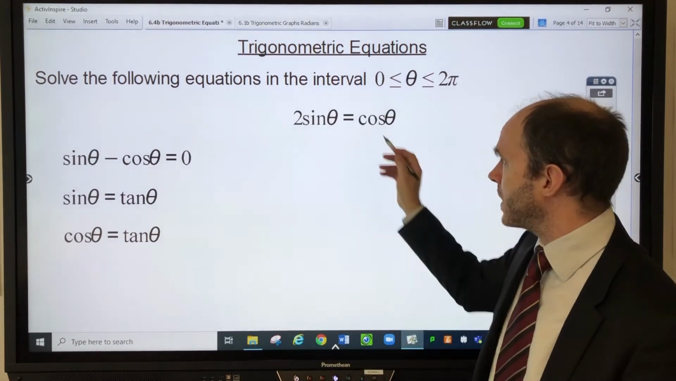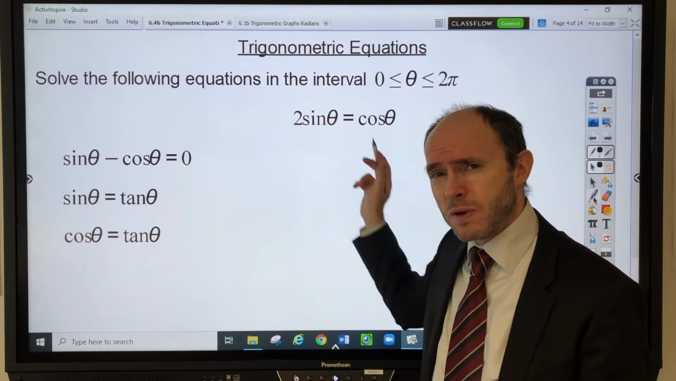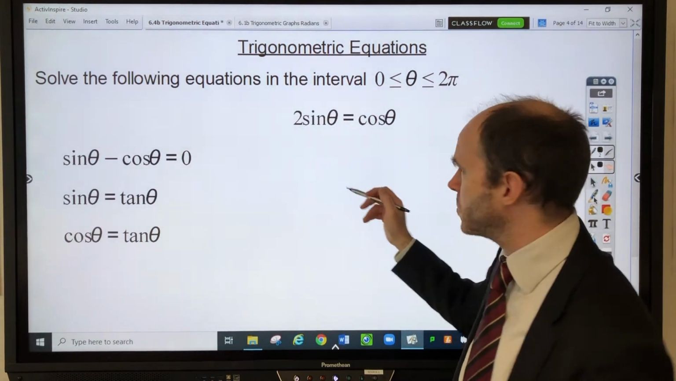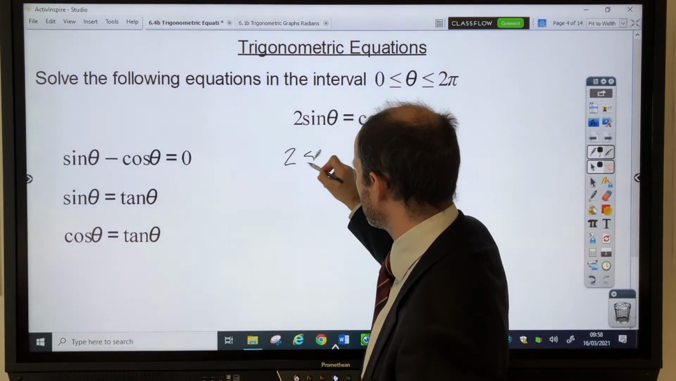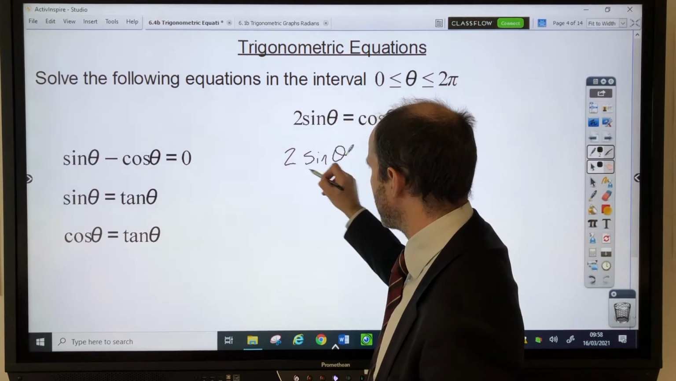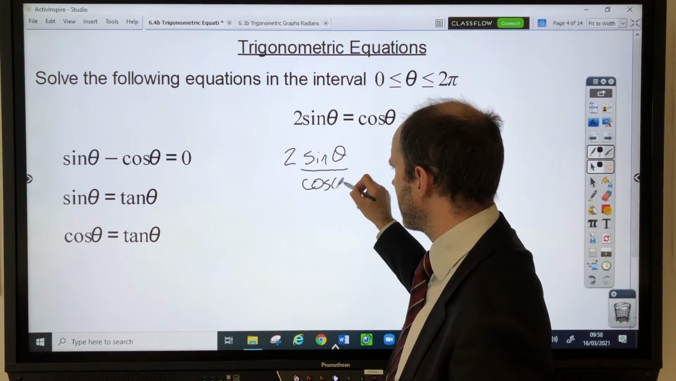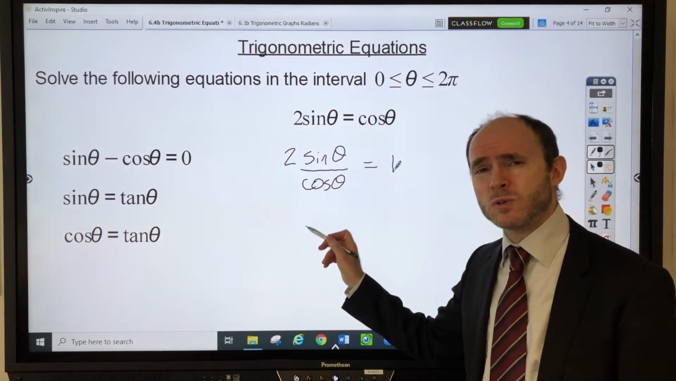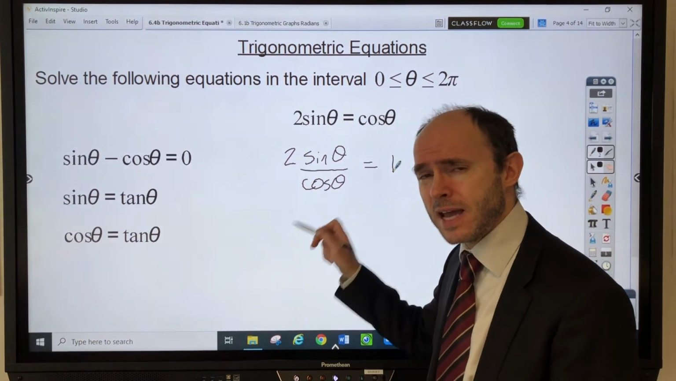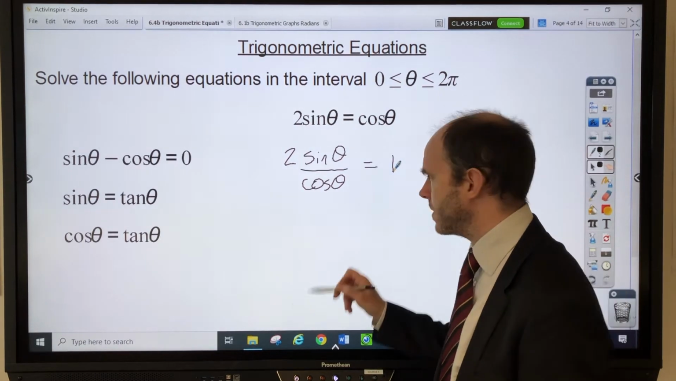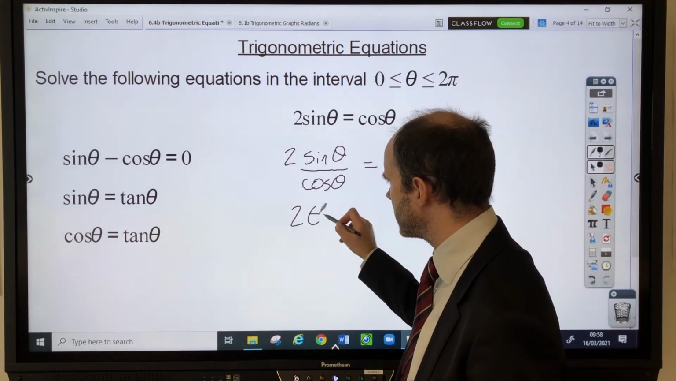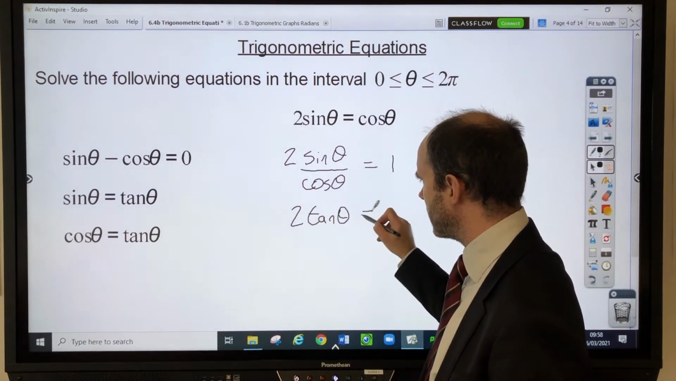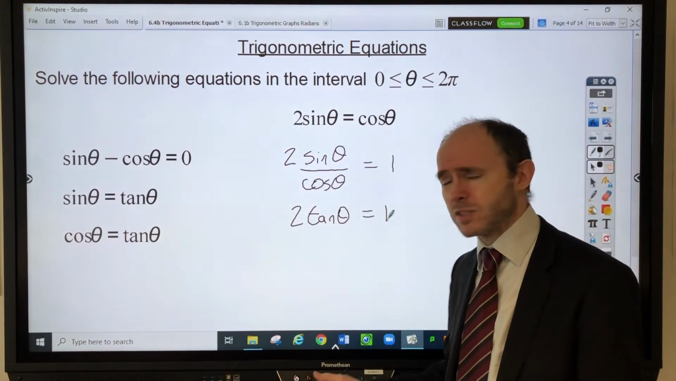Well, the thing to do is to divide both sides by cosine theta. Why do you do that? Well, I'm going to show you in a minute. So first of all, you write 2 sine theta, and then we're going to divide by cosine theta. And on the right hand side, we're just left with 1, of course. The reason for doing that is because you're going to use the identity: tan theta is sine theta over cosine theta. So that is 2 tan theta is equal to 1. And now you can solve it.